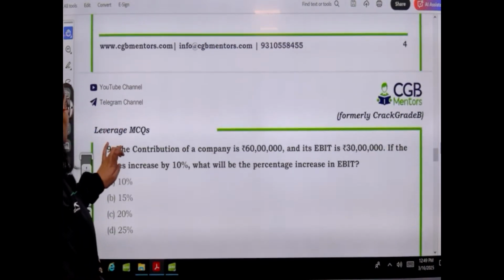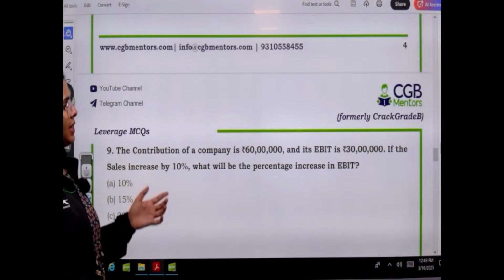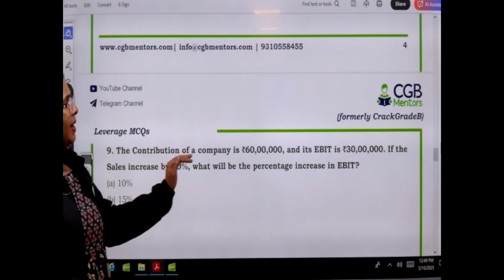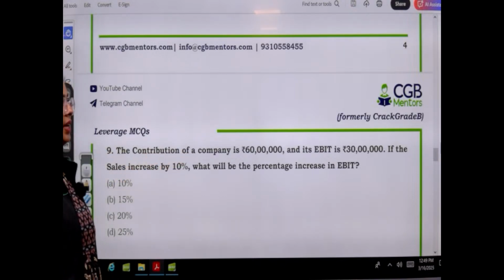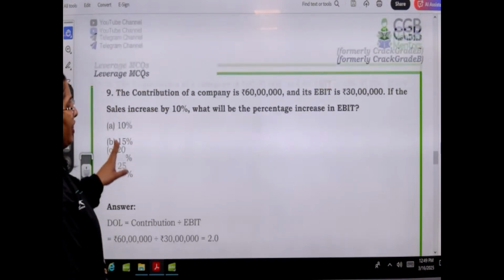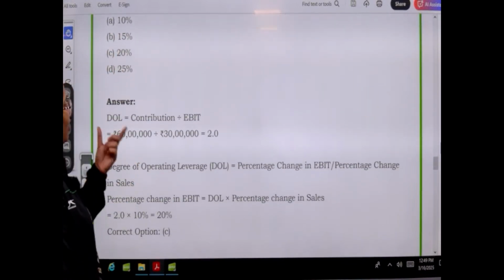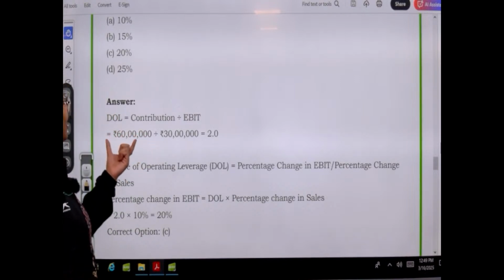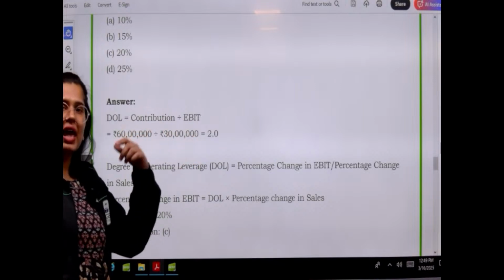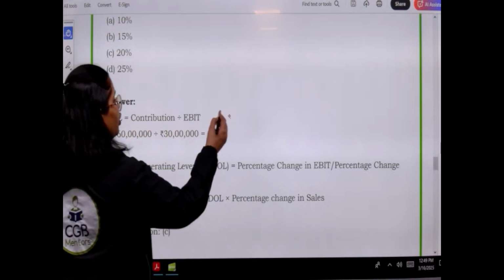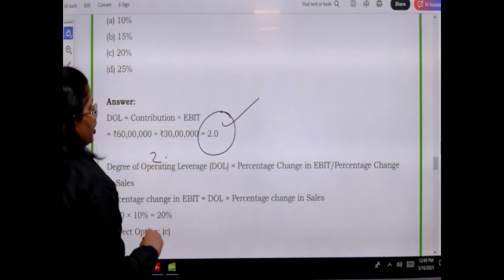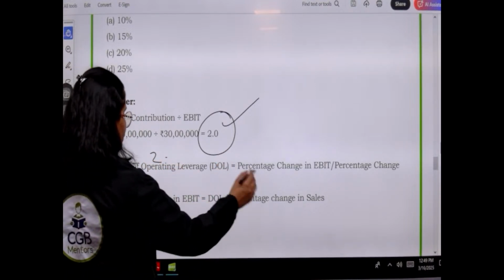Next question, the contribution of a company is 60 lakhs and its EBIT is 30 lakhs. Fine. If the sales increases by 10%, what shall be the increase in EBIT? Same question, just they are asking you a different thing. So first of all, calculate the operating leverage when you know the contribution and the EBIT. So I have calculated my operating leverage at 2, right? Now when I know my operating leverage, I know what has been the change in sales.